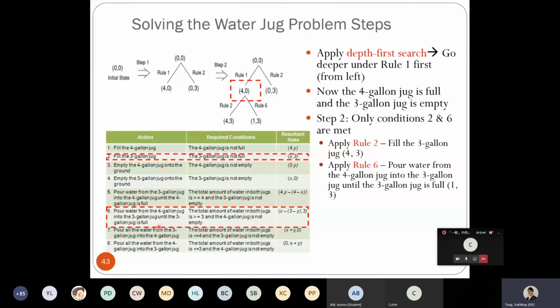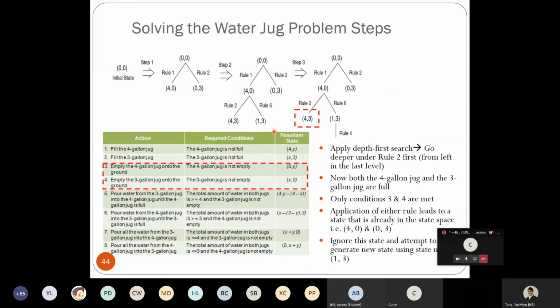For rule 6, the condition is that the total amount of water in both jars is larger than 3, and the 4-gallon jar is not empty. So the total amount is larger than 3, and the 4-gallon jar is not empty. That satisfies this condition, so we go to rule 6. For rule 6, we pour water from the 4-gallon jar into the 3-gallon jar until the 3-gallon jar is full, so that the resultant state will become 1, 3. That satisfies rule 6.